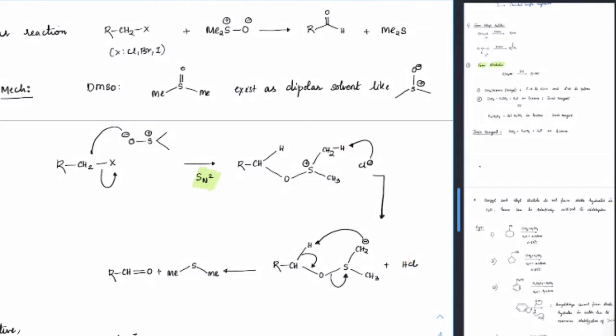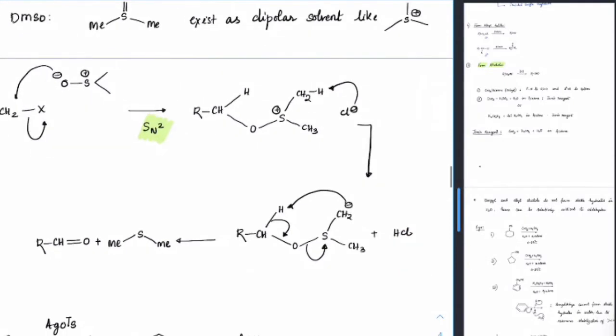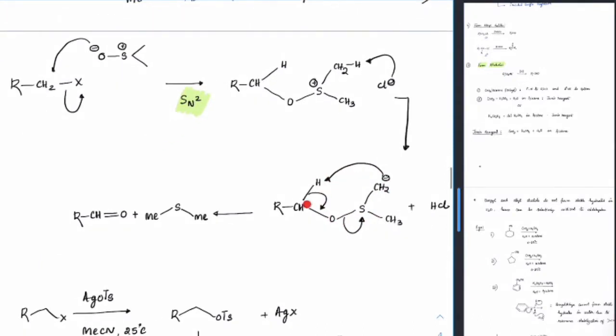So HCl will come out. This CH2 minus will again take the H plus from this carbon, and this closes as a double bond. This is a simultaneous, concerted step. So you will see C double bond O is formed and the lone pair is taken back by sulfur. Usually when dimethyl sulfide forms, you will get a foul smell, which is an indication that an aldehyde or ketone must have formed, and we will get some foul smell in the solution.